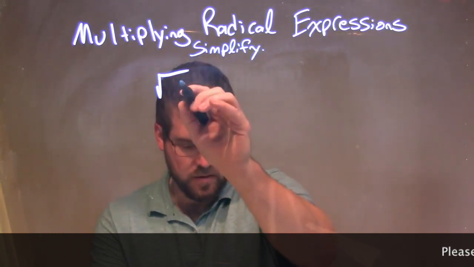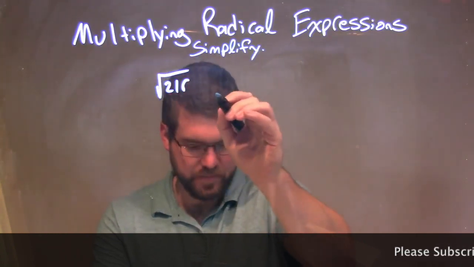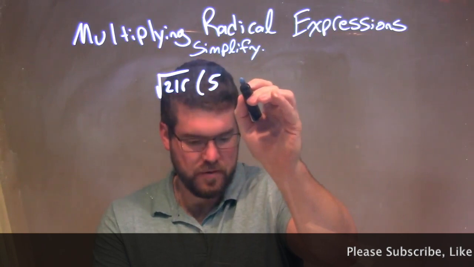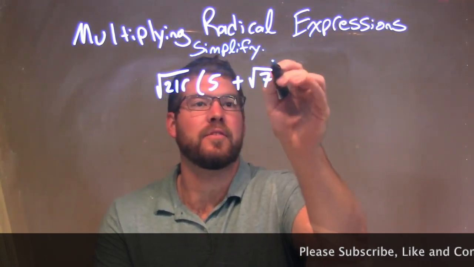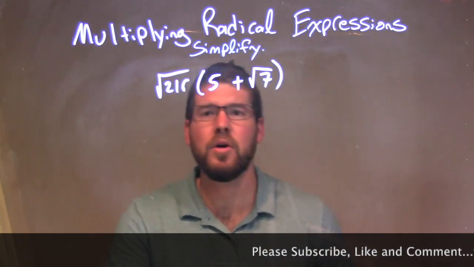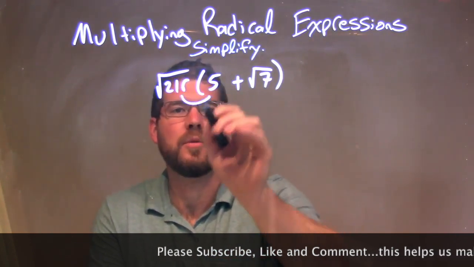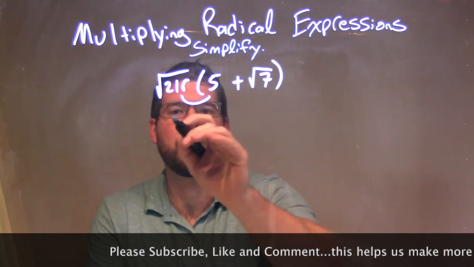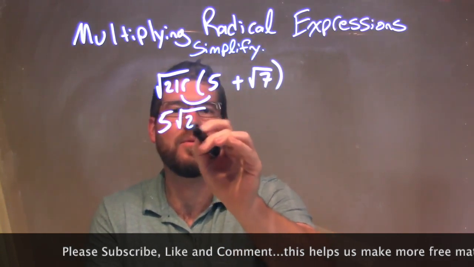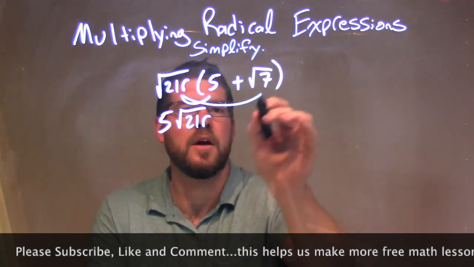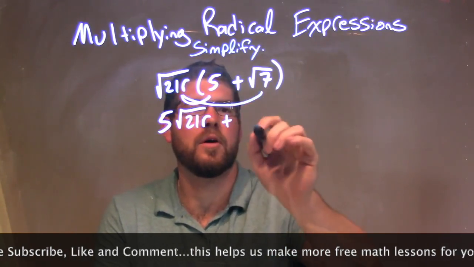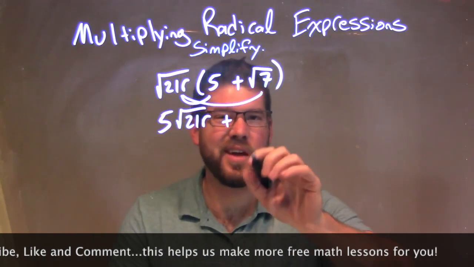Square root of 21r times 5 plus the square root of 7. Okay? Well, I need to distribute that square root of 21r to both sides. So let's go distribute that here. Square root of 21r times 5 is just 5 times the square root of 21r. Pretty simple. The next one here, though, distribute the 21r, square root of 21r times the square root of 7.